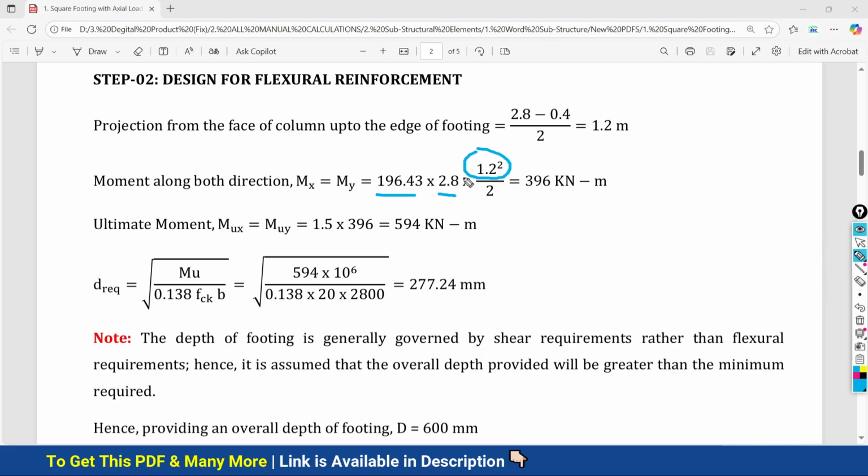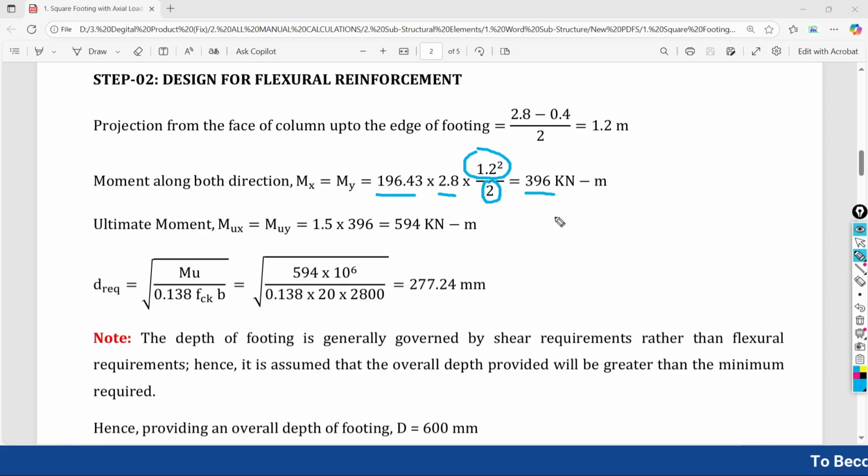Cantilever span is what? 1.2 meter square divided by 2. This is the formula for the cantilever portion. And after doing this calculation, we are getting the moment as 396 kilonewton meter. And this is the service moment. We have to calculate the factored moment.